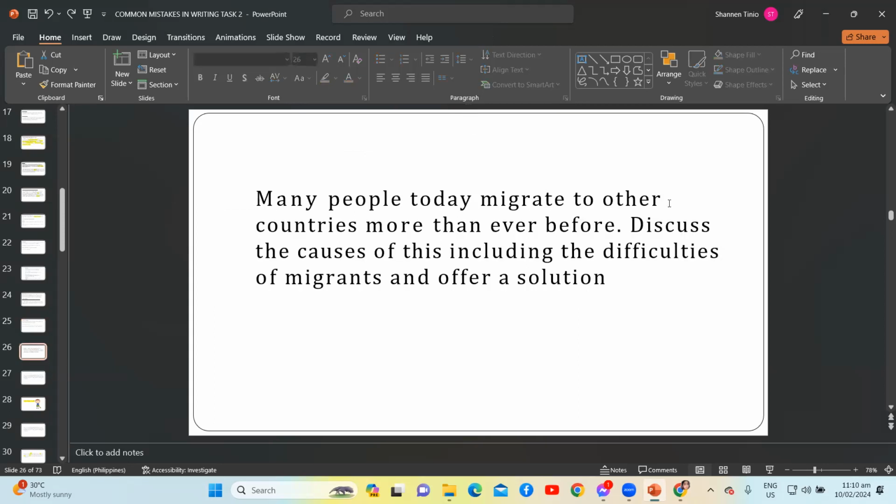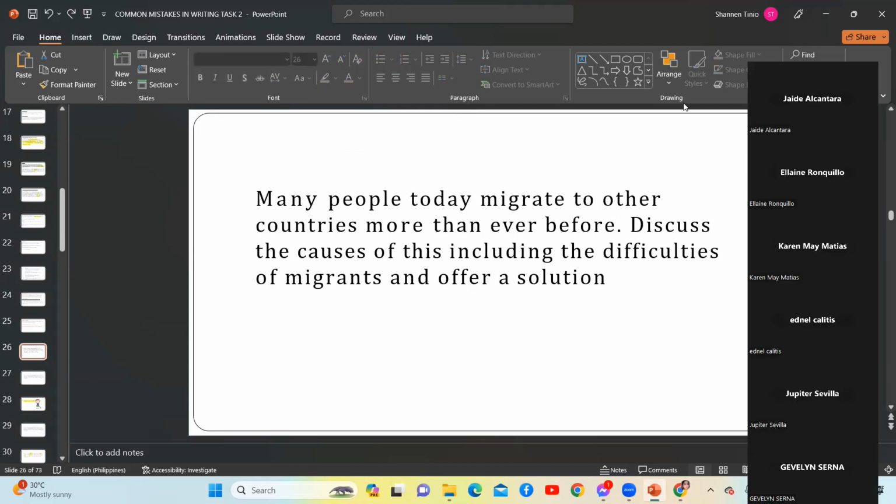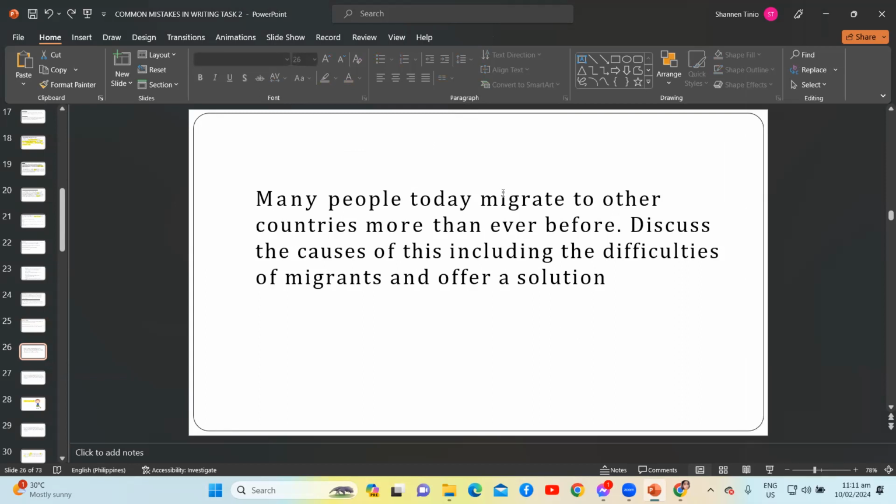Many people today migrate to other countries more than ever before. This is our last example for today. And kapag kayo po, pinalad na po kayo sa inyong IELTS exam, isa na rin po kayo sa many people that will migrate to other countries. Next. Manifesting. Discuss the causes of this, including the difficulties of migrants, and offer a solution.